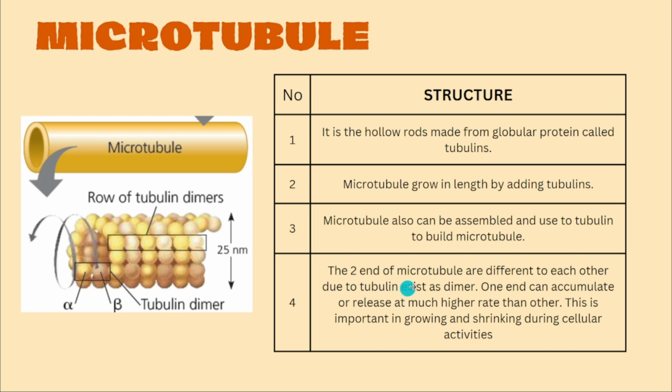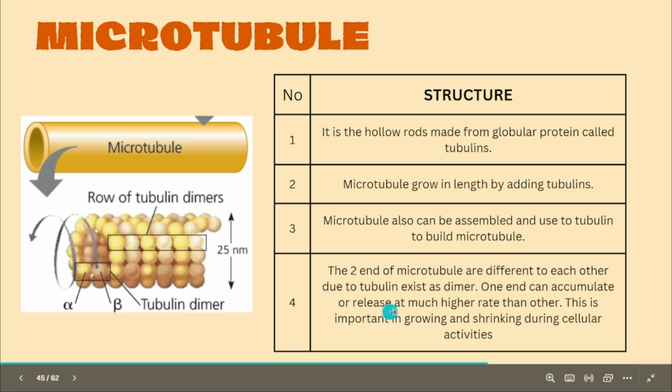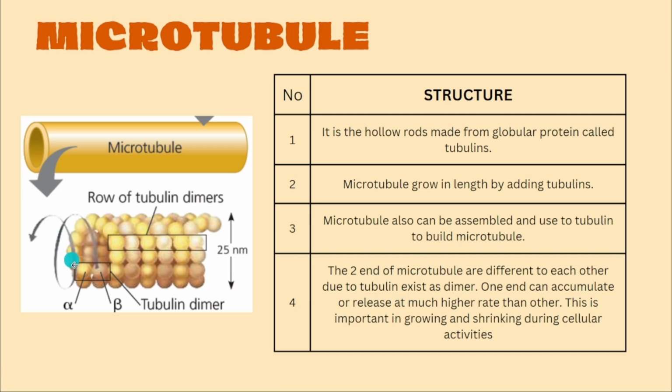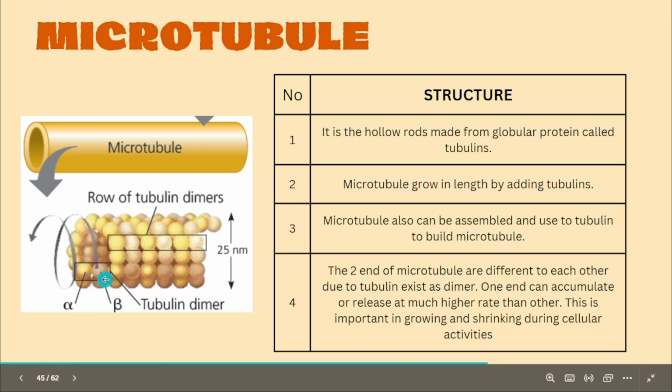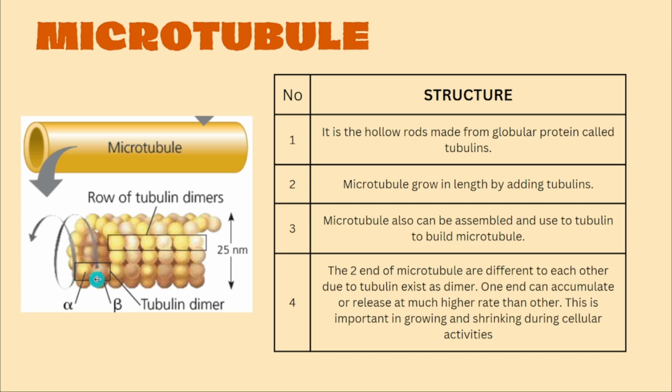And then the two ends of the microtubule are different from each other, due to tubulin acting as a dimer. One end can accumulate or release tubulin at a much higher rate than the other. It is important in growing and shrinking during cellular activity. So this is just one of the characteristics of the microtubule. Normally, tubulin functions as a dimer, meaning that there are different types of tubulin. You see this yellow color is alpha tubulin, and this one is beta tubulin. So they need to arrange in the dimer.